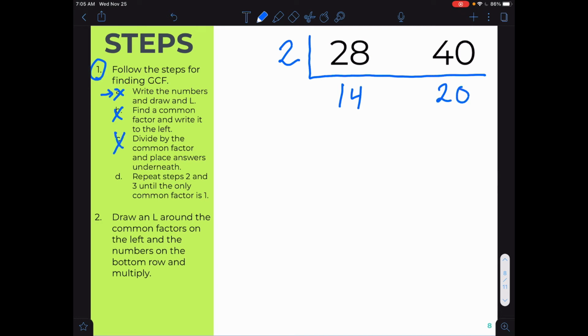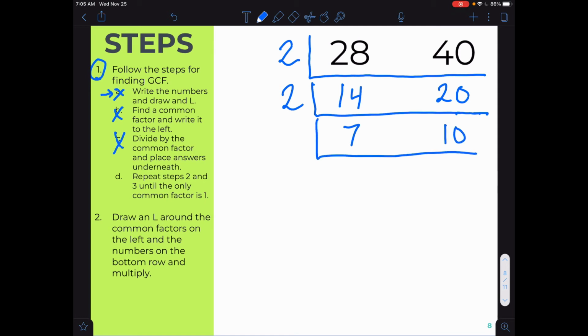I repeat these steps until the only common factor is 1. So I think, what's a number I can divide both 14 and 20 by? Well, I can divide them both by 2 again. 14 divided by 2 is 7. 20 divided by 2 is 10. Now, the only number I can divide 7 and 10 by is 1.